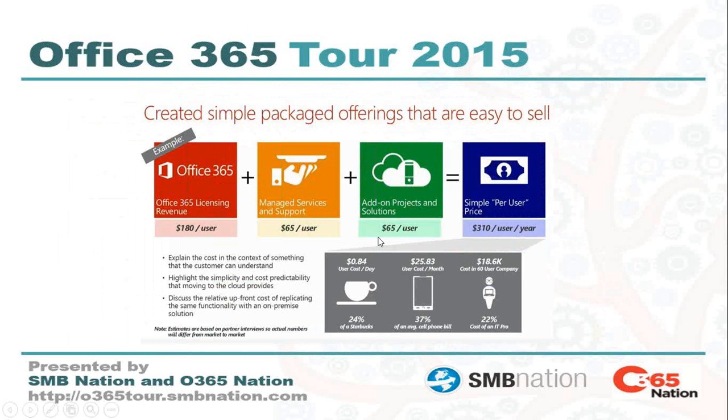For 84 cents per day, or the equivalent of 24% of a Starbucks, you would be able to have this for your group. Same thing here with the cell phone bill. People relate to that. For example, it could cost $25.83 a month, which is 37% of your average cell phone bill. And finally, compared to having a person on staff on-prem, you're looking at roughly $18.6 thousand, which is the cost for a 60-person company, and that's roughly 22% of the cost of having an IT pro on site. Again, just trying to make it relative so that they get it in their own real terms, in real life, of what that actually equates to.